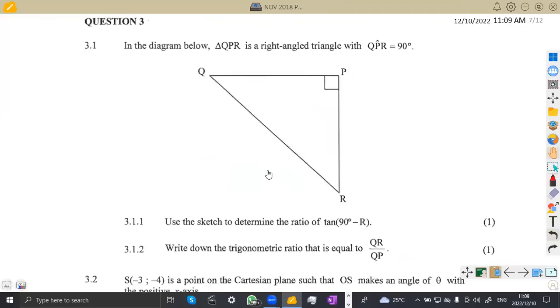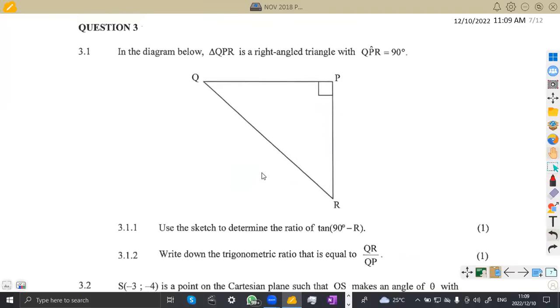On question 3, we are given the diagram. In the diagram below, triangle PQR is a right-angled triangle with angle QPR 90 degrees. So QPR here is 90 degrees, that's a right angle here, so we put our 90 degrees. On 3.1.1, use the sketch to determine the ratio of tan(90° - R). That's 1 mark for that.